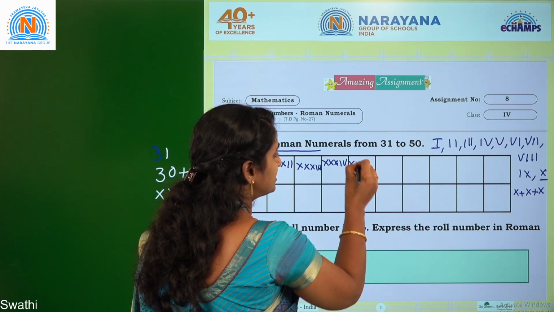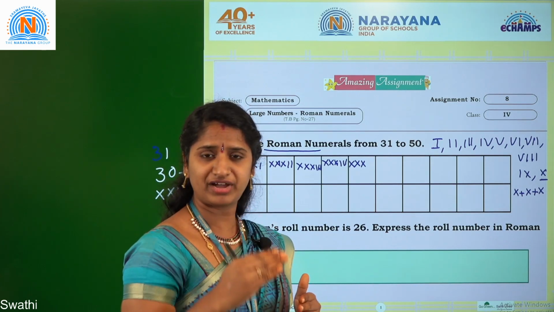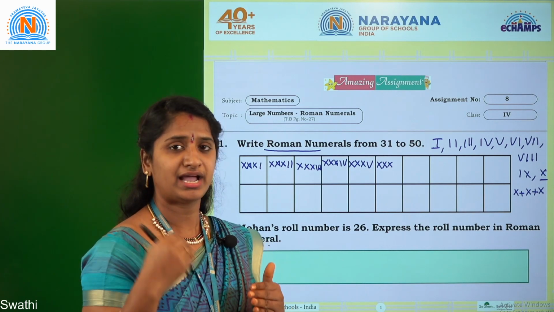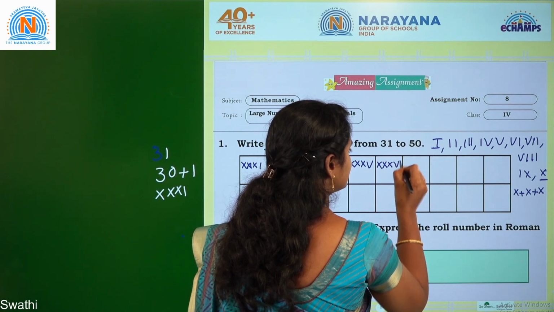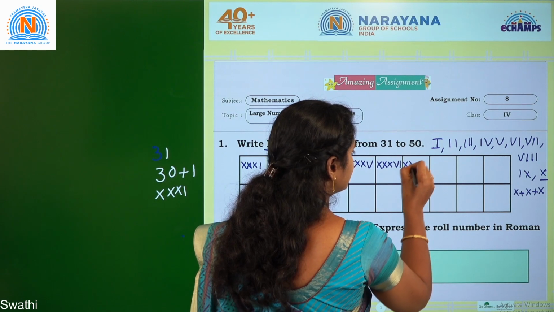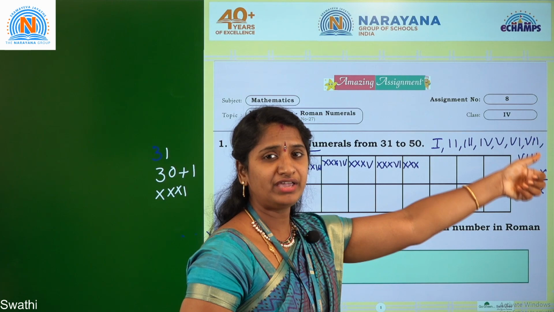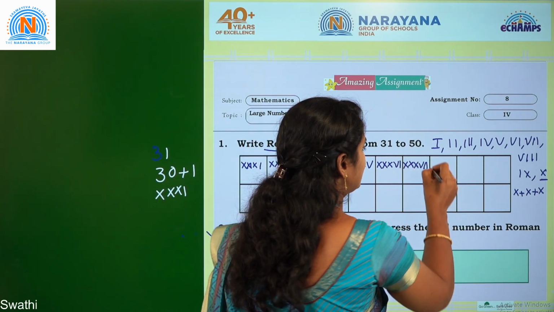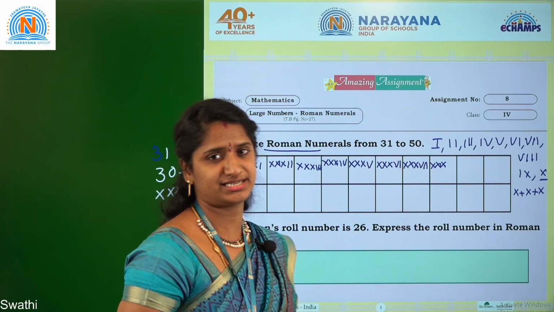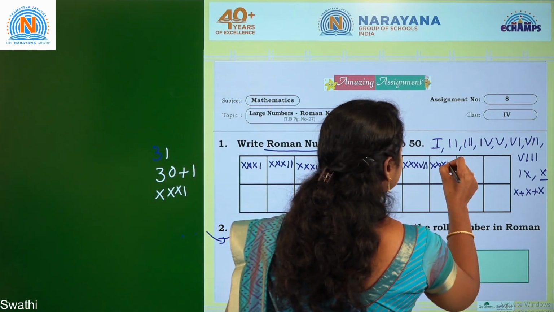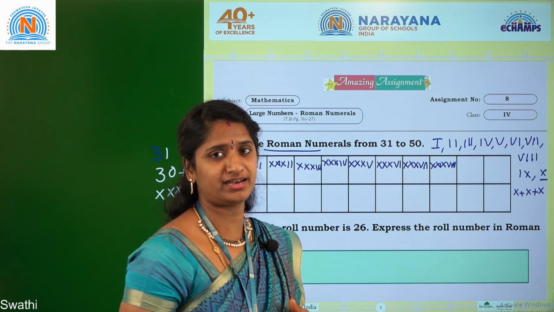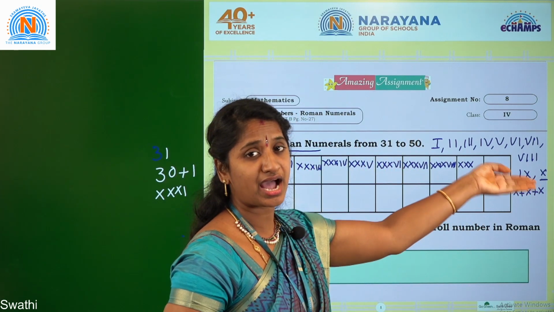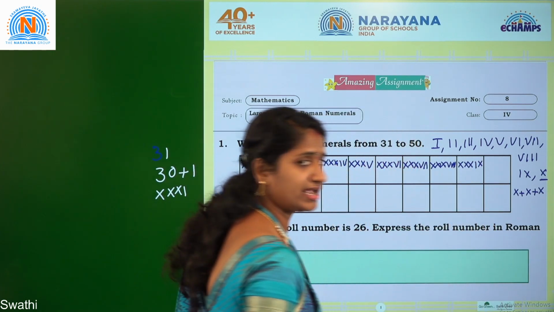Now 35 means XXX, 30 plus 5, and 5 means V, so write V here. Next 36 is 30 and 6, XXX and VI. Now 37 is 30 and 7, VII, so we write XXXVII. Now 38 is XXX and 8, VIII. Now 39 is 30 and 9, and IX is 9, so it is XXXIX.